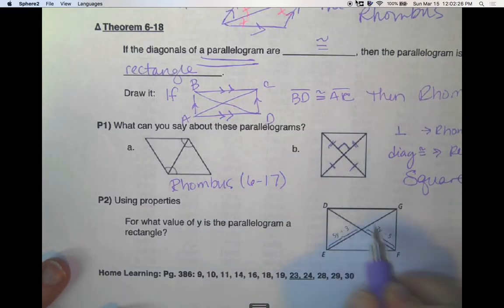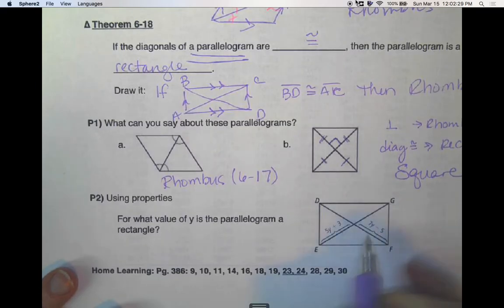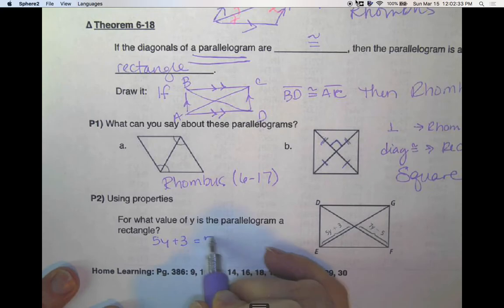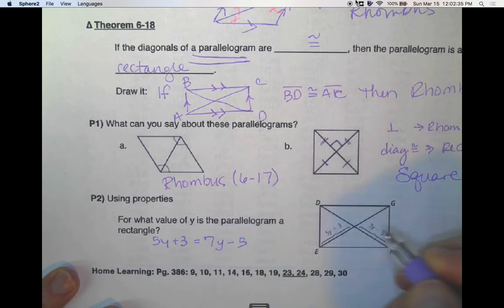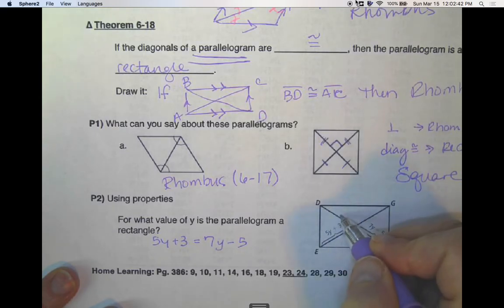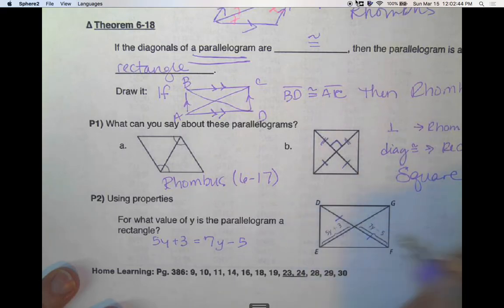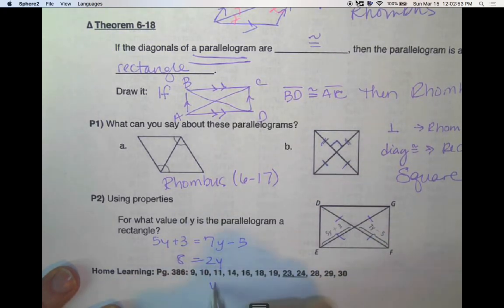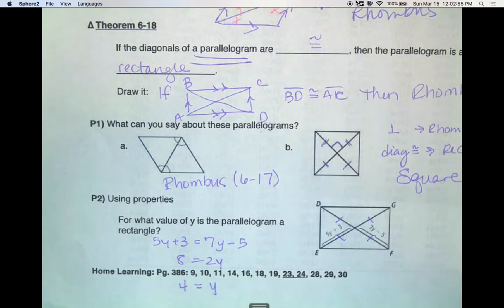And this one again, you can attempt this on your own before you listen to me. But 5y plus 3, if it's a rectangle, so remember, it's a parallelogram. So when it's a parallelogram, these diagonals get bisected. But since it's a rectangle, the big diagonals are congruent, so that means all these little pieces are congruent. So you end up with 2y equals 8, so y equals 4 for that one.